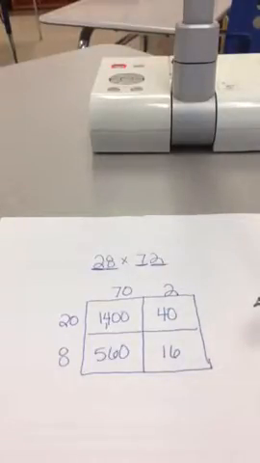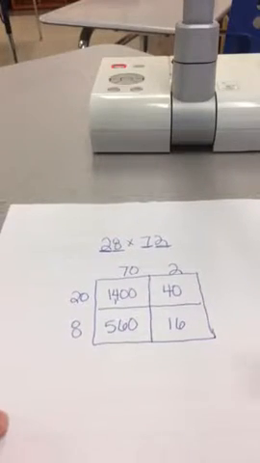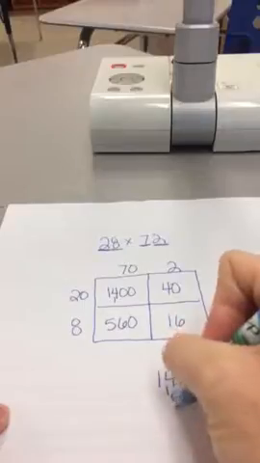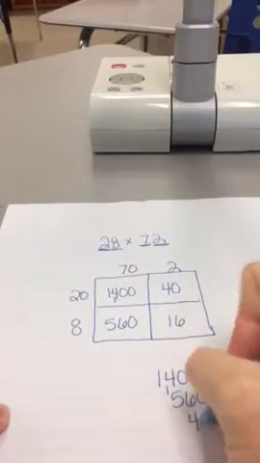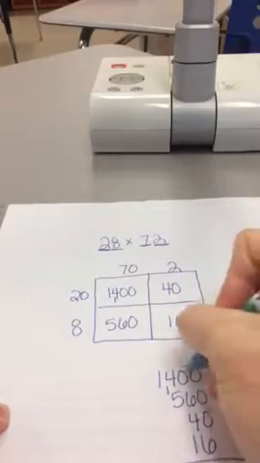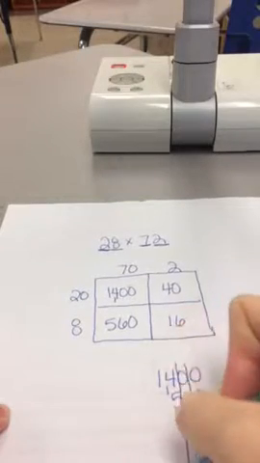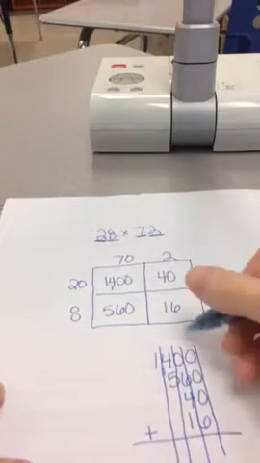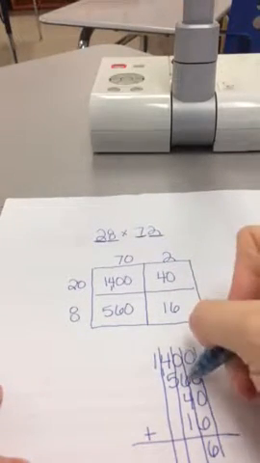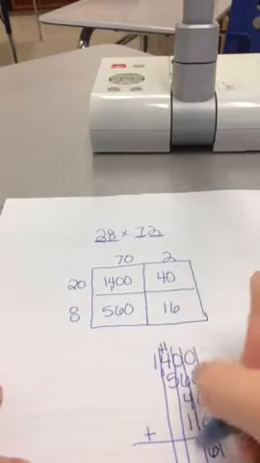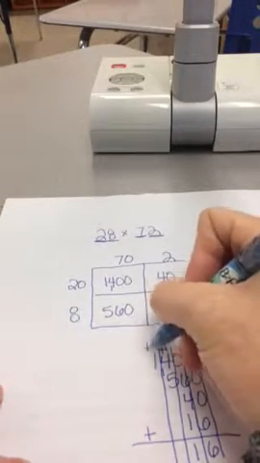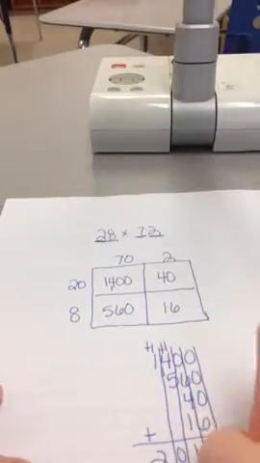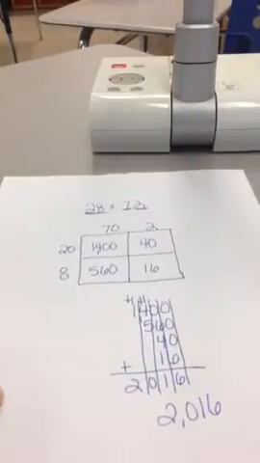Now I've got to find my grand total, which is going to be 1,400, 560, 40, and 16. You may want to use lines to help keep yours straight, because sometimes all these numbers can get confusing. Which is 6. Here's 11. And I have 10 here. And then I have a 2. So my product should be 2016.